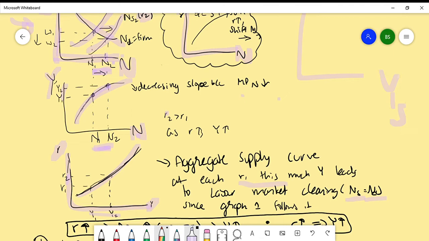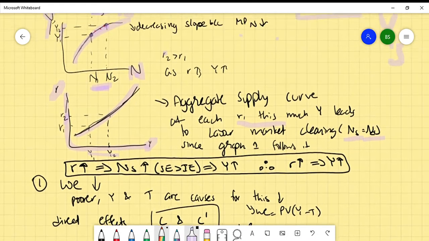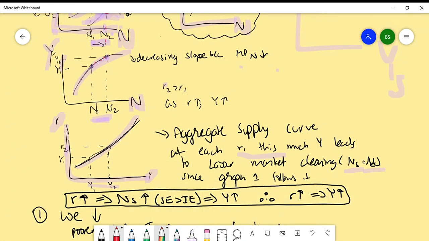It's at the point where NS equals ND right here. It's basically just to show that as the rate increases, the Y increases.